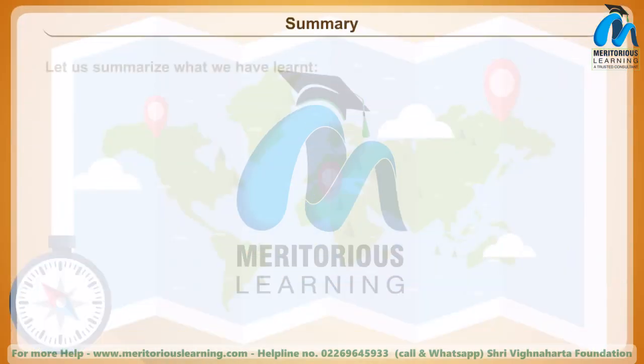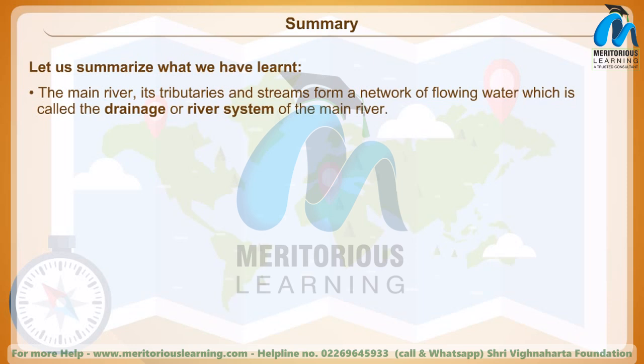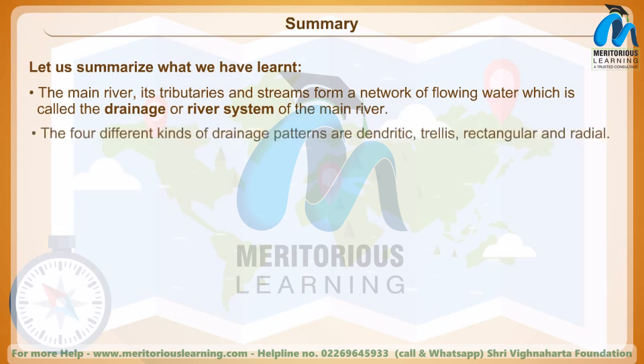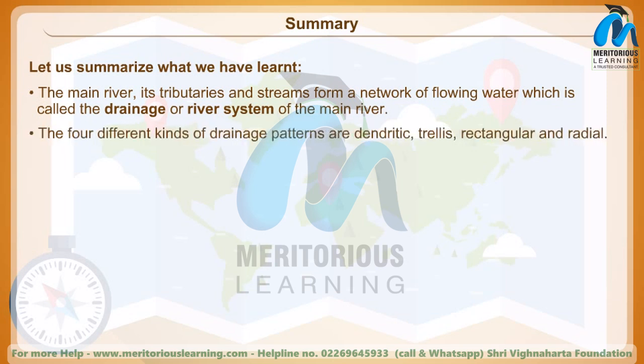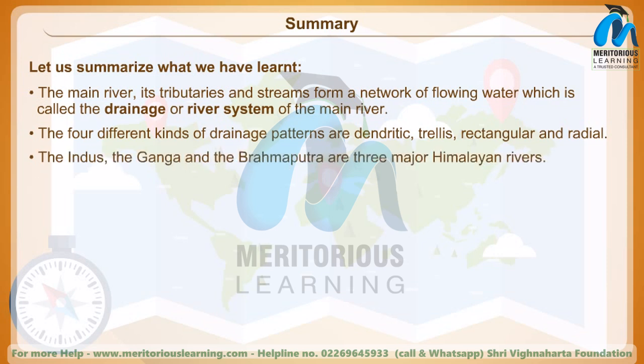Summary. Let us summarize what we have learned. The main river, its tributaries and streams form a network of flowing water, which is called the drainage or river system of the main river. The four different kinds of drainage patterns are dendritic, trellis, rectangular, and radial. The Indus, the Ganga, and the Brahmaputra are three major Himalayan rivers. Most part of the Indus River system lies in Pakistan.